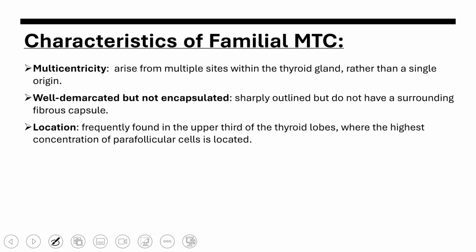The characteristic features of familial medullary thyroid carcinomas are that they present with multicentricity. That means they arise from multiple sites within the thyroid gland rather than a single origin. They are well demarcated but not encapsulated, sharply outlined but without a surrounding fibrous capsule. The location is mostly the upper part of the thyroid lobes, where the highest concentration of parafollicular cells is located.